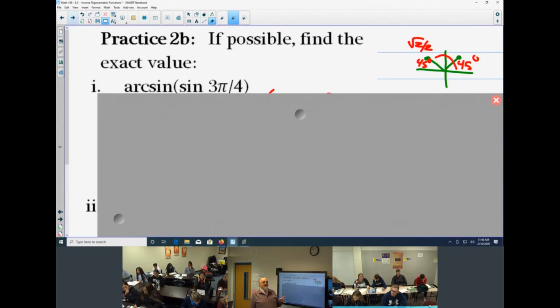Wouldn't it just flip, so it's 2 over the square root of 2? The inverse? No. The inverse is where you're looking for the angle, remember? You're thinking of cosecant, where you do the reciprocal. The inverse is not the reciprocal here. The inverse is the angle. So what angle has a sine of radical 2 over 2? Is it pi halves? Close.